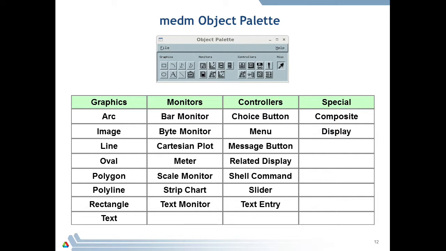This is the second palette, the object palette, and it's divided into 3 main categories: the graphics, monitors, and controllers. The graphics are graphic objects, like for example, you have a square, a circle. You could draw a line, there's a polyline. You draw text. You can upload a GIF image. Monitors and controllers, it really depends on whether or not you're going to put a value to the hardware or you're going to read it back from the hardware. So controllers, putting a value to the hardware through a text entry field. There's a message button, a choice button. You can execute a shell command. And the monitors, for reading values, you can read from a meter, from a strip chart. You can read from a byte monitor or a text monitor.